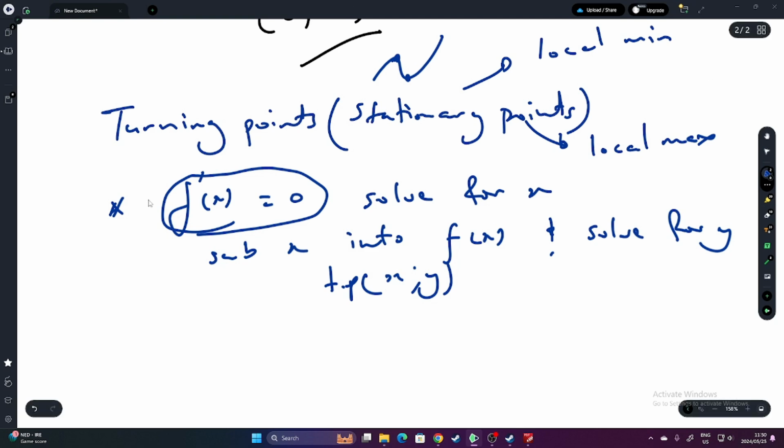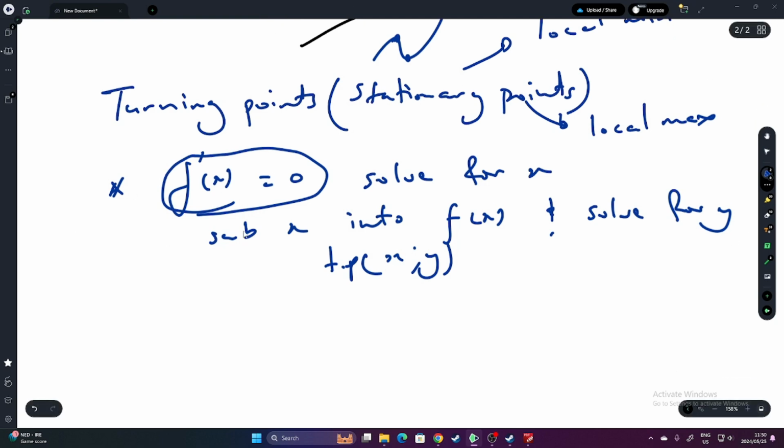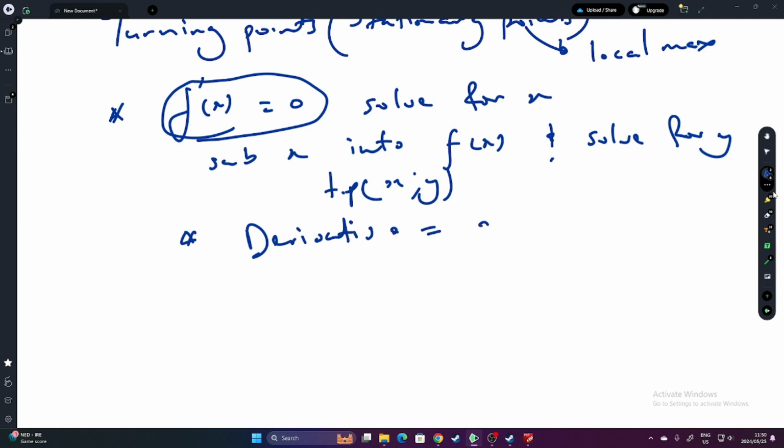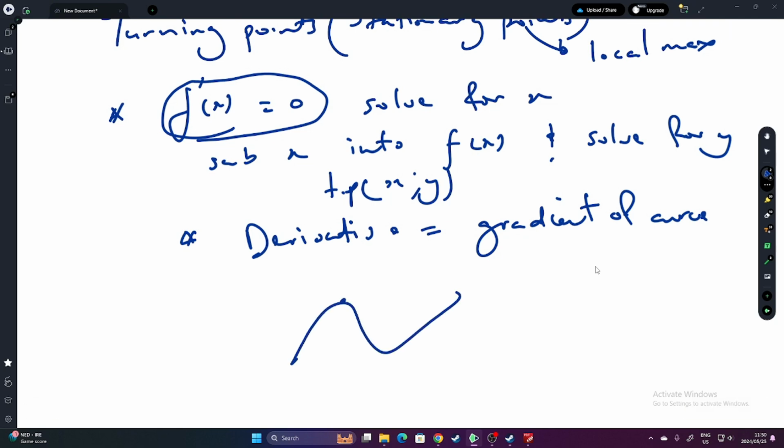It has to do with what the word derivative means. Derivative, we should understand, means gradient of curve. And so, if we look at the graph, at the turning point, the gradient, the slope of the graph, is 0. That's why we set it equal to 0. Too often you will see people finding the derivative and setting it equal to 0 for no reason. We must know the reason why we're doing it.